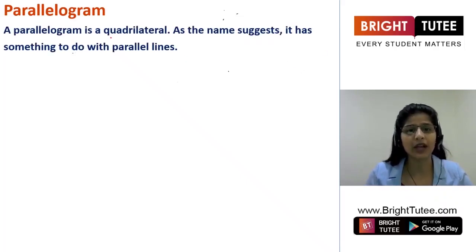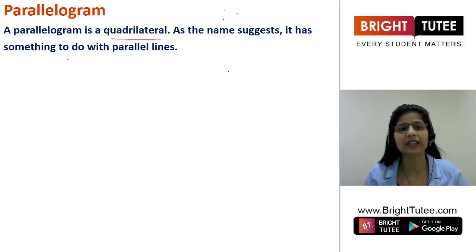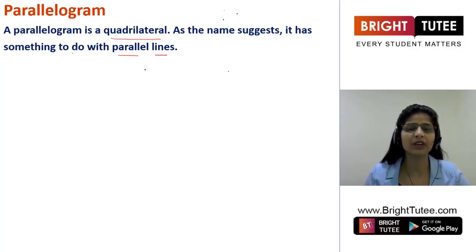So your parallelogram will be a quadrilateral. As the name suggests, it has something to do with parallel lines. So definitely in a parallelogram we'll find four sides. As it is a quadrilateral, it will be a closed figure, a polygon having four sides, and it will be something relating to parallel lines. So let us see one of the figures of it.